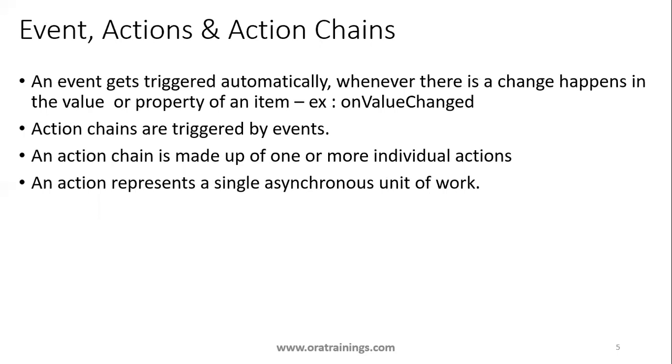An event gets triggered automatically whenever a change happens in the value or a property of an item. Action chains are triggered by events. When you raise an event, it is trapped by the action chain. What does an action chain contain? An action chain contains a set of actions. You got an event and you define what you want to do. First of all, call a REST API, then call another REST API, validate the data, call a next page, and raise a validation failure. So an action chain will contain a set of actions. Okay, so that's all about event, action, and action chains.